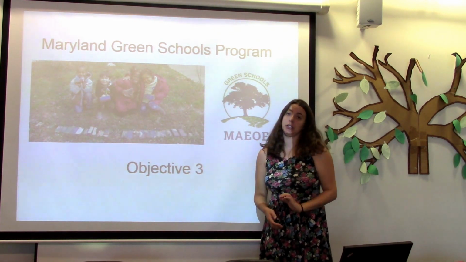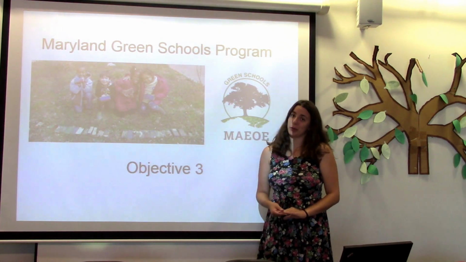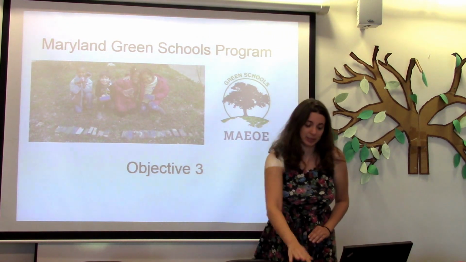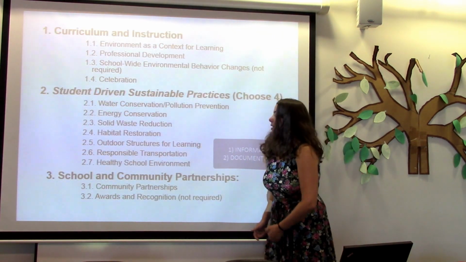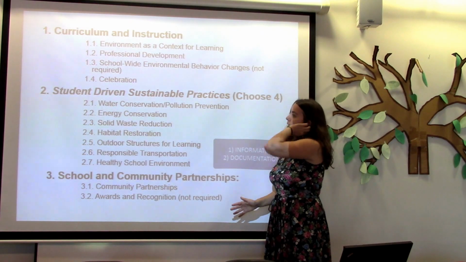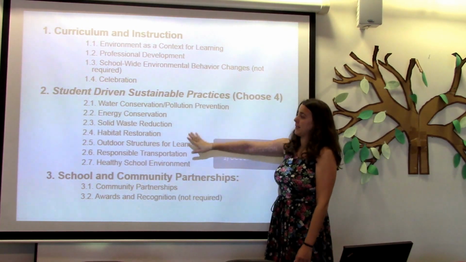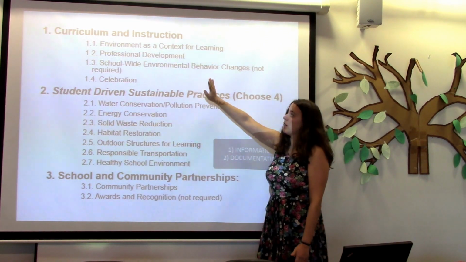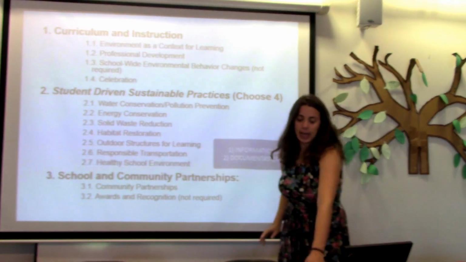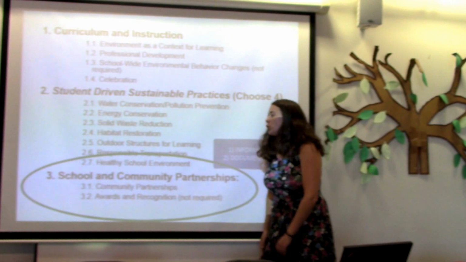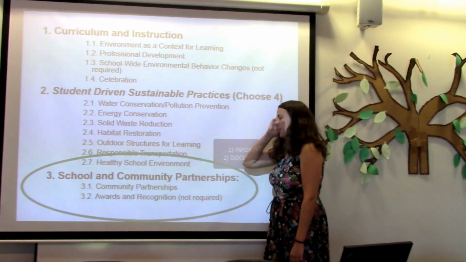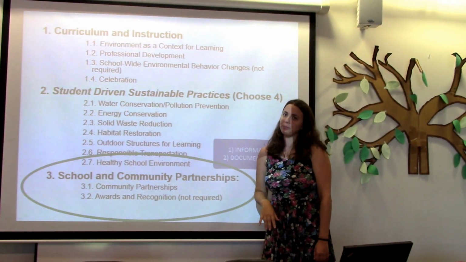Today I'm going to be talking to you about Objective 3 in the Maryland Green School application. As you'll see here, we have the outline of the Maryland Green School application. We have the three sections, or three objectives, 1, 2, and 3, but today we're going to be talking to you about school and community partnerships, awards, and recognition.